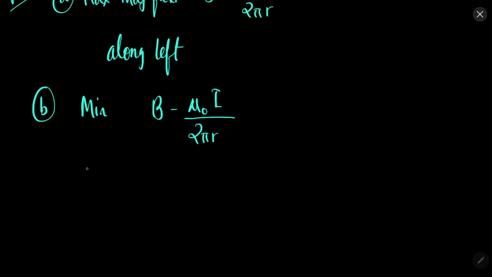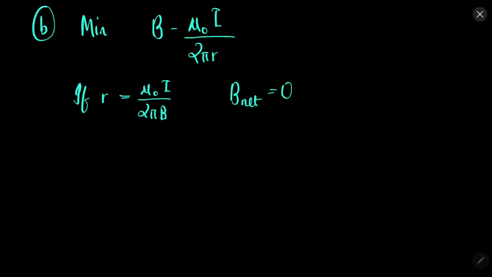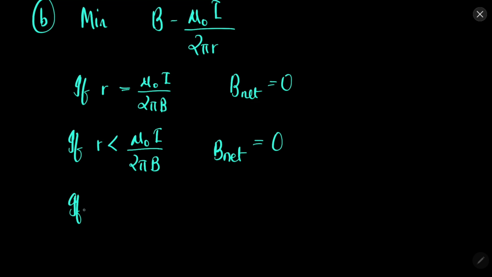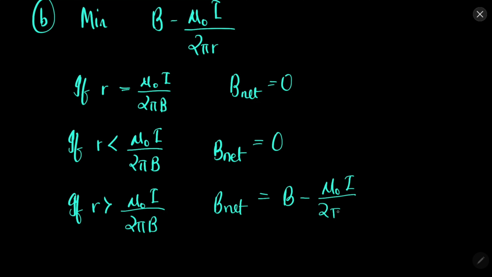So now we have a few situations. Let's say if r equals mu naught I over 2 pi B, then the net magnetic field will be 0. If the external field is the same as that of this, then the net magnetic field will be 0. If r is less than mu naught I over 2 pi B, then B net will be 0. But if r is greater than mu naught I over 2 pi B, then B net will be B minus mu naught I over 2 pi r.